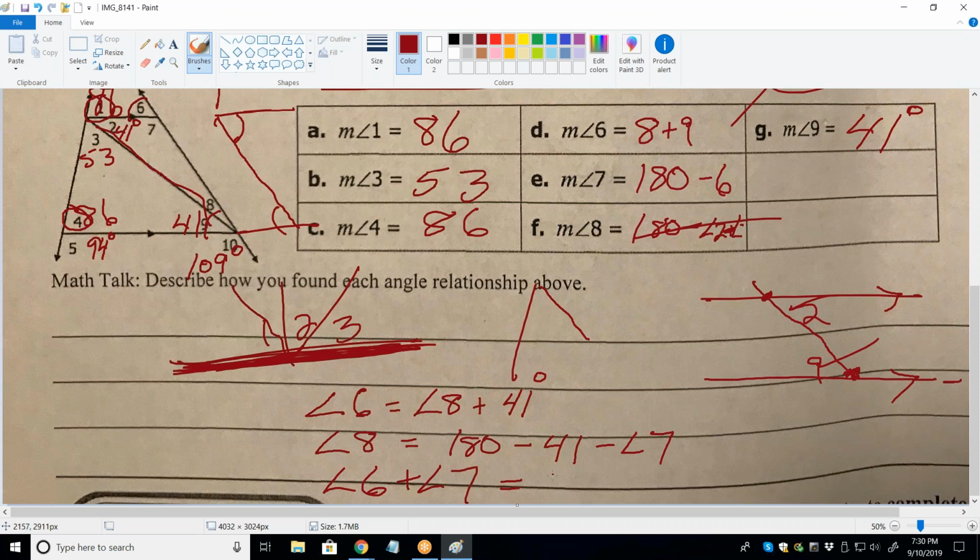Look at 6 and 7. Always look and see if you see a vertical angle or a linear pair. What do you see with 6 and 7? A linear pair. So they have to add to 180. Okay, I've got 3 equations, 3 variables. I've got angle 6 a variable, angle 7 a variable, and angle 8 a variable. So through substitution, I can solve for those 3. Not particularly easy, but I can do it.